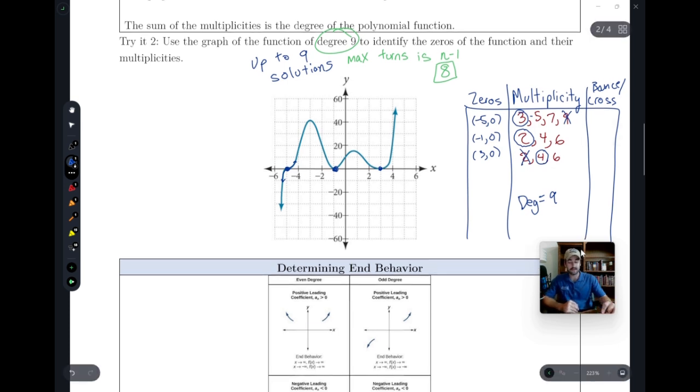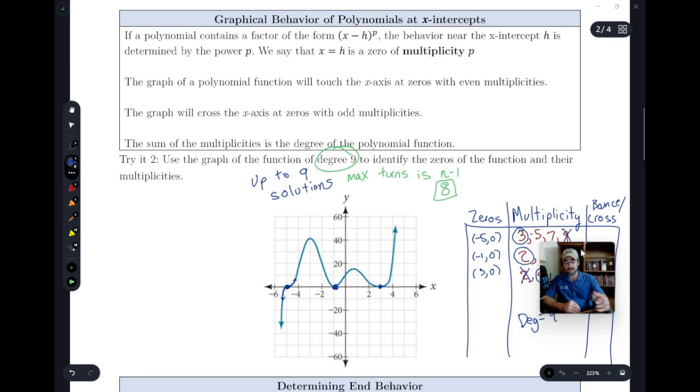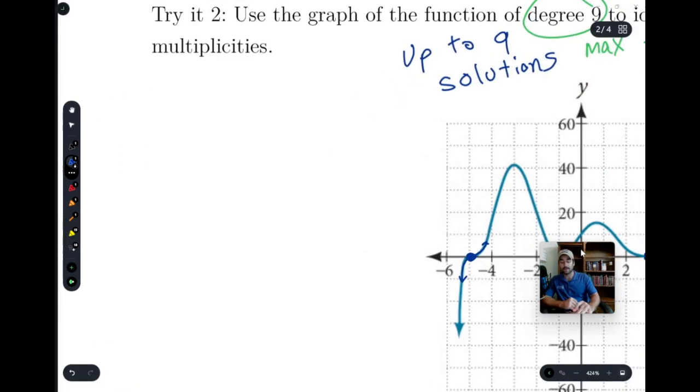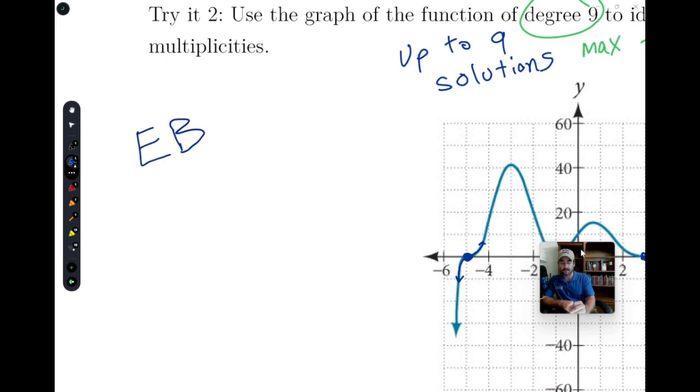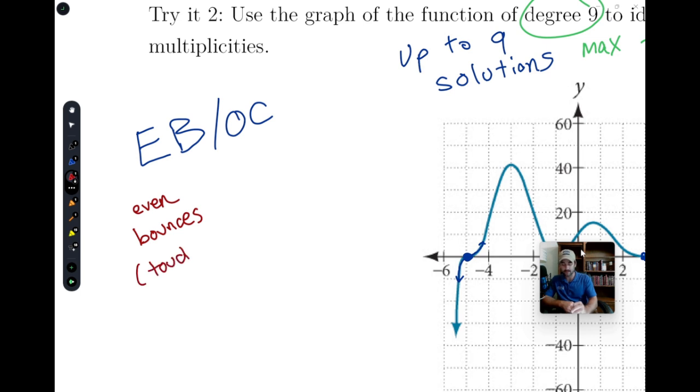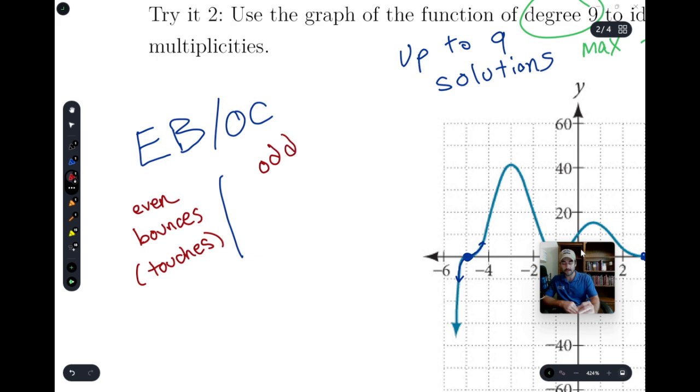And one last thing to note, if you scroll up here and look at it, they talk about multiplicities, crossing at odd, and evens touch or bounce. A way that I've always tried to remember it or taught to remember is this acronym, EBOC, or COBE if you turn it backwards. And what that's saying is even always bounces or touches. And this book uses the word touches. Both are fine. And odd always crosses.